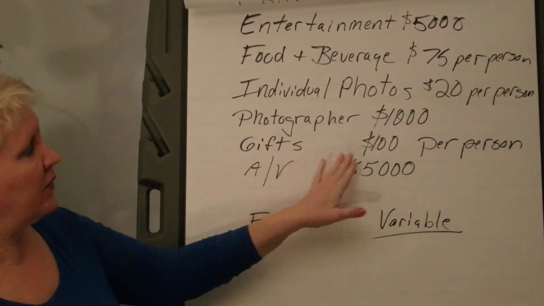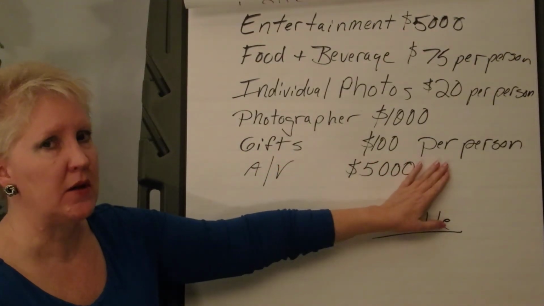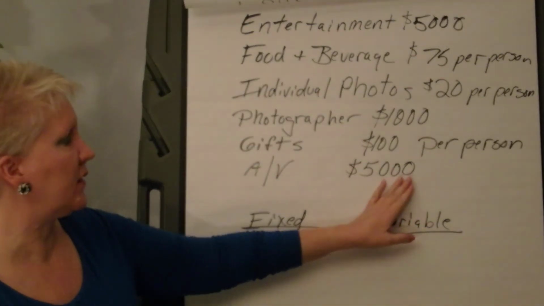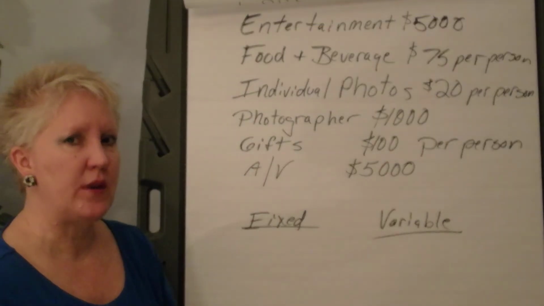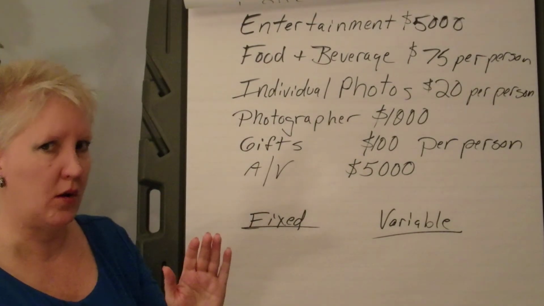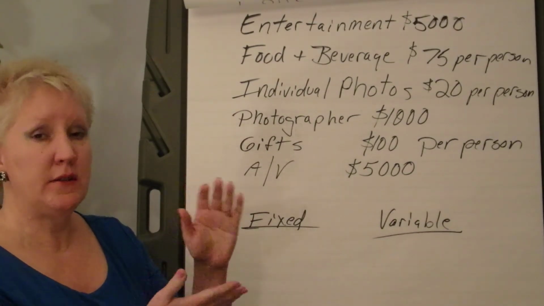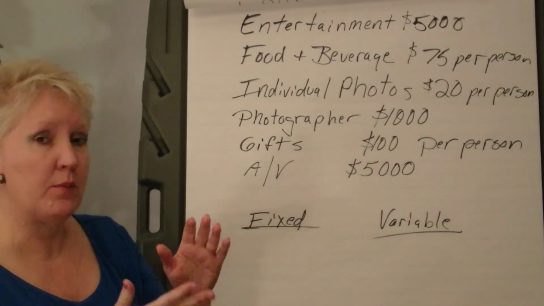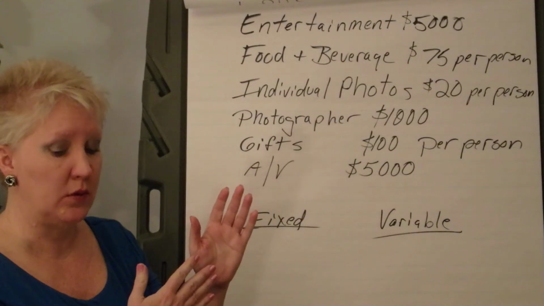Then you get down to gifts. This says $100 per person, meaning it's a variable. AV, $5,000. It's a fixed cost. So what do you do with it there? One of the key things is you have to add all the fixed costs and you have to add all the variables. This particular part is very much directed toward people getting ready for the exam, but it could pertain in your office too.